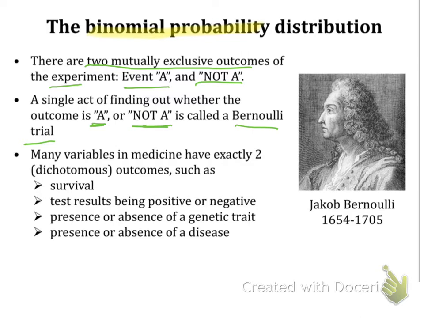Many variables in medicine have exactly two outcomes, such as survival, whether the people will survive or not survive. The test result being positive or negative, only two choices. The presence or non-presence of a genetic trait. Presence or absence of disease.